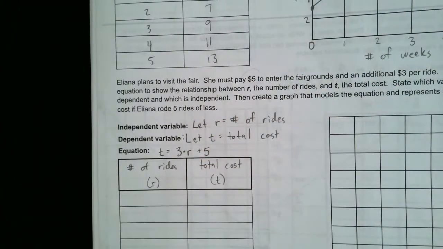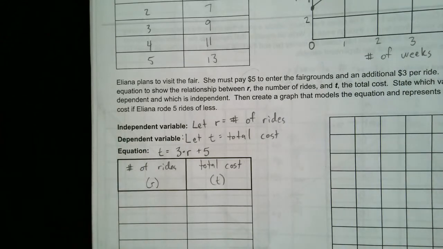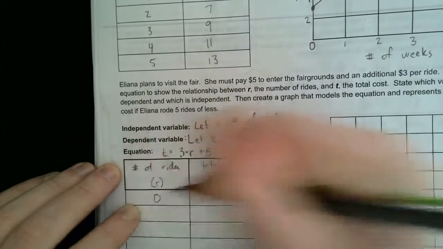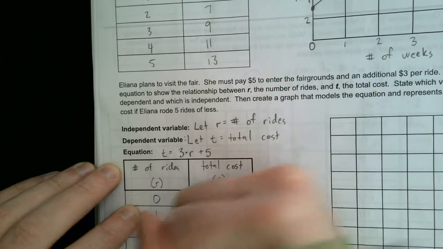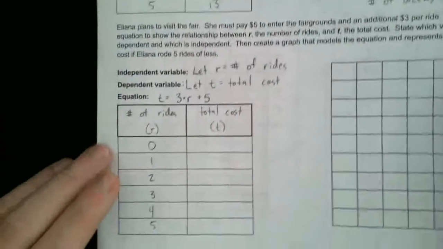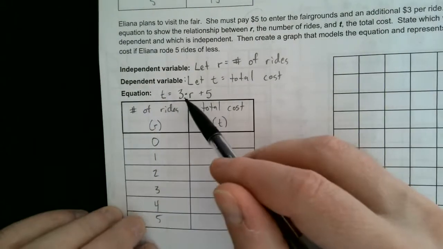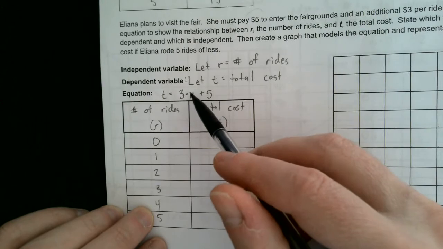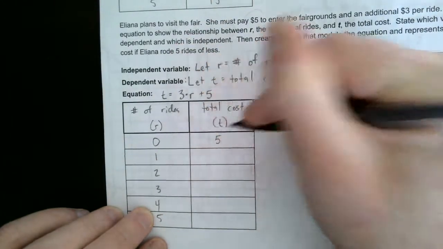Let's see, how many rides does she go on? 5 rides or less. So I'm going to start at 0. So she rides 0 rides, 1, 2, 3, 4, 5. Well, if she rides 0 rides, you might be thinking, well, she's got to pay $0. However, she's got to pay $5 just to get in. 3 times 0 is 0, plus 5 is just 5.